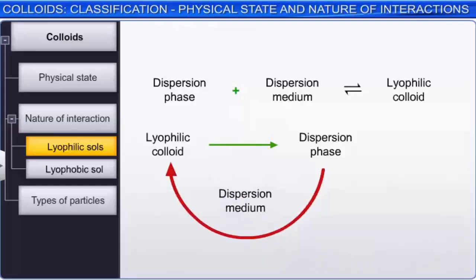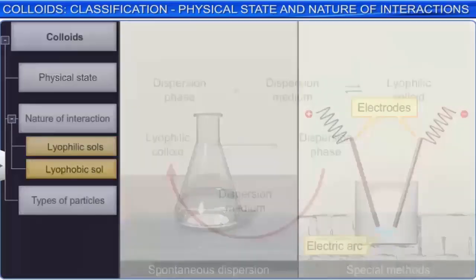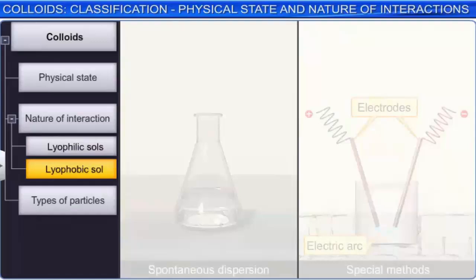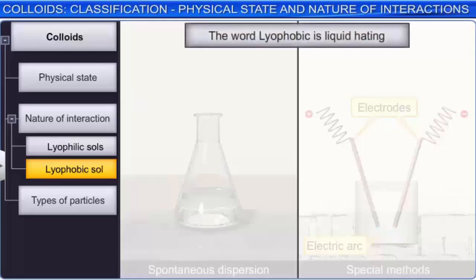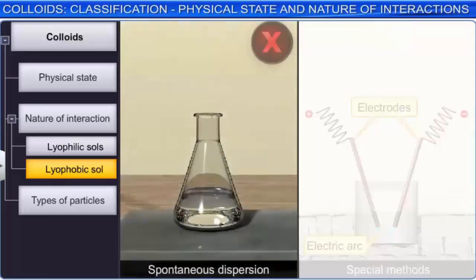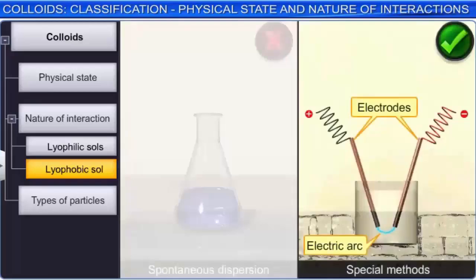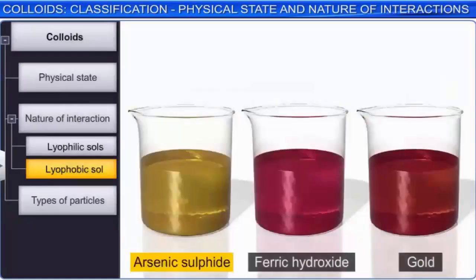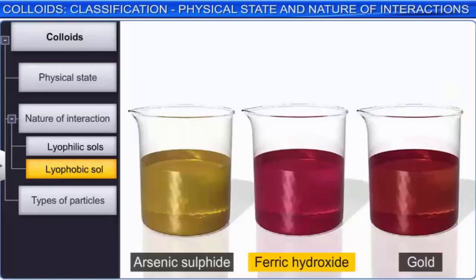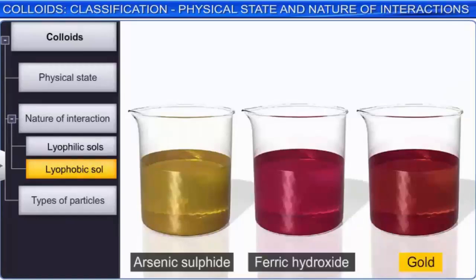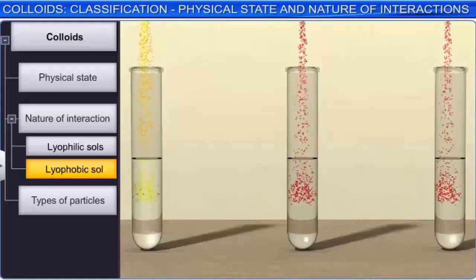Let us now discuss the second category of colloids: lyophobic colloids. The word lyophobic means liquid-hating. Lyophobic colloids cannot be formed by spontaneous dispersion in the medium, but can be prepared only by special methods. Arsenic sulfide, ferric hydroxide, gold, and other metals form lyophobic colloids. These metals are sparingly soluble, and thus their molecules do not pass readily into the colloidal state.